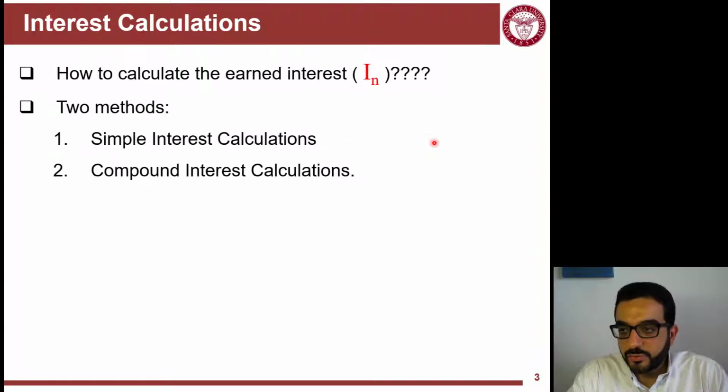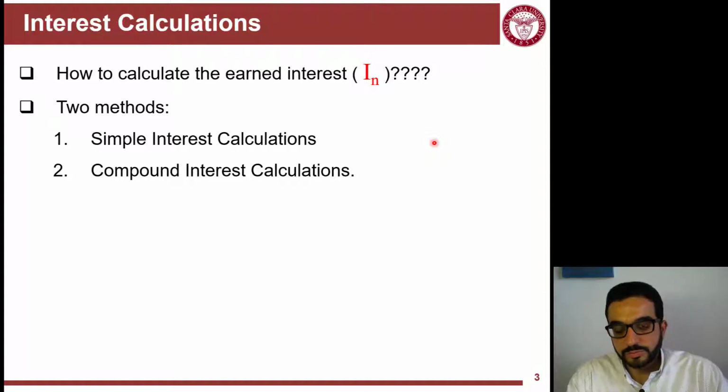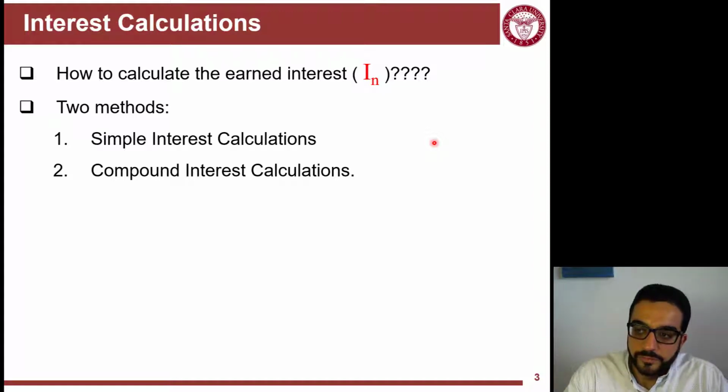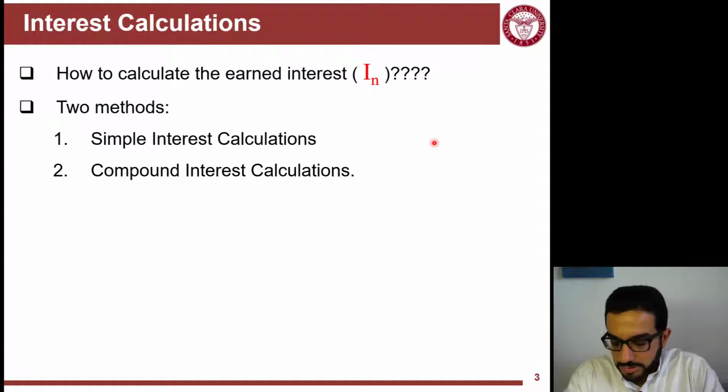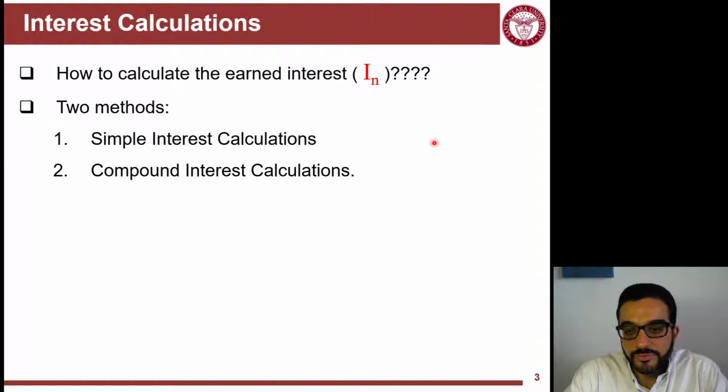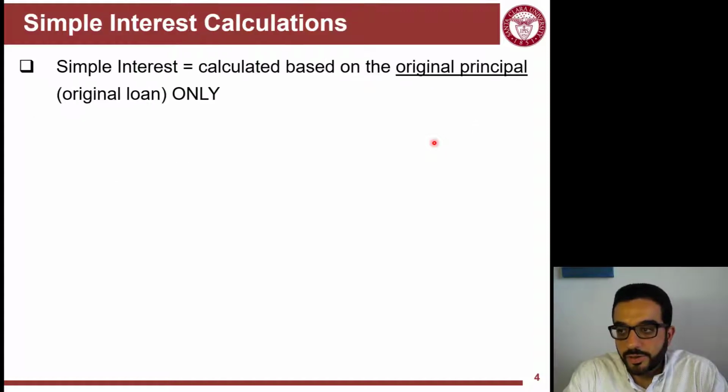Now the question is how this interest amount over time is calculated. So I_N is the interest accumulated or generated over time, n number of years or number of months. There are two methods: simple interest calculations and compound.